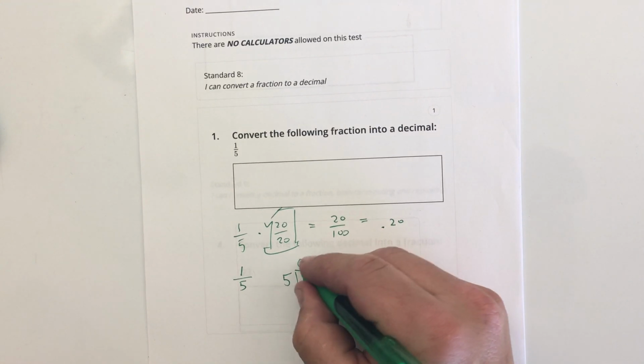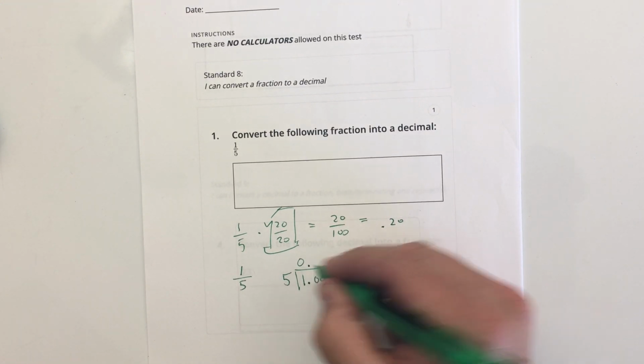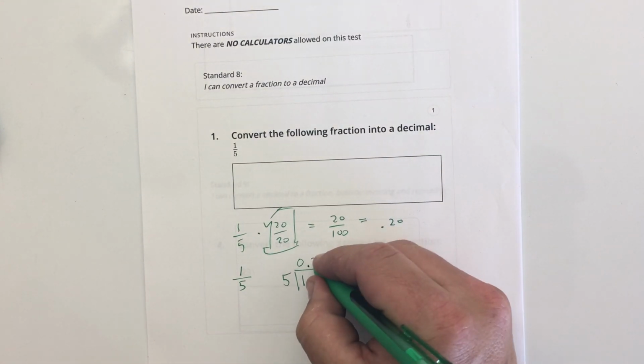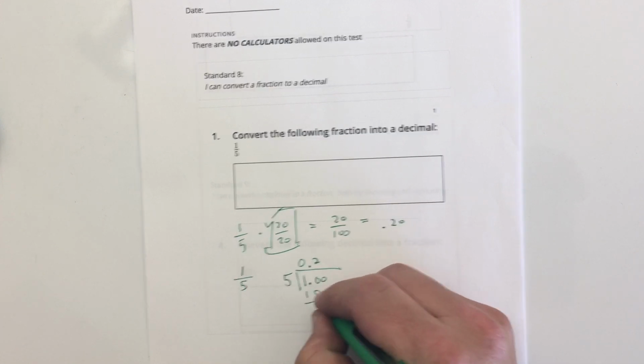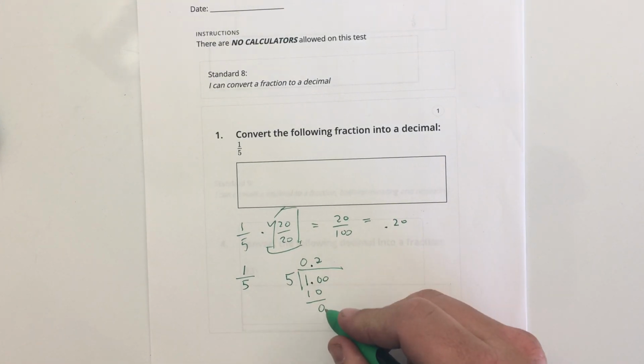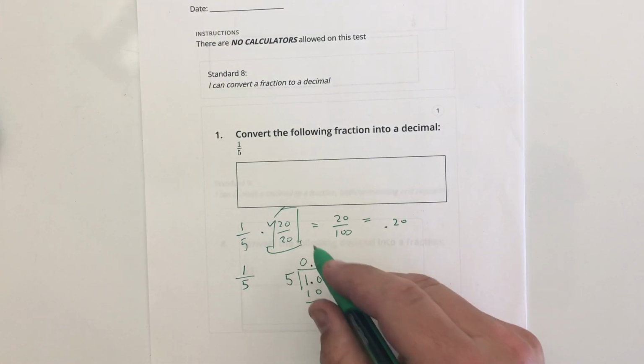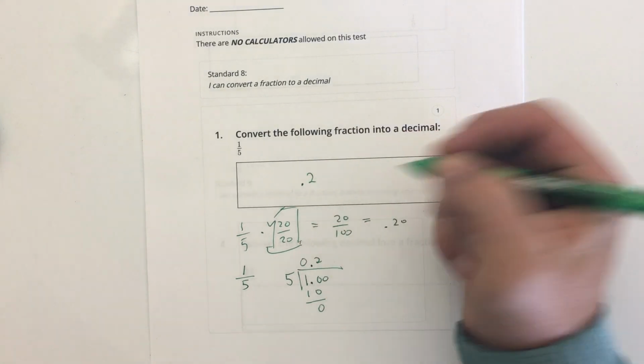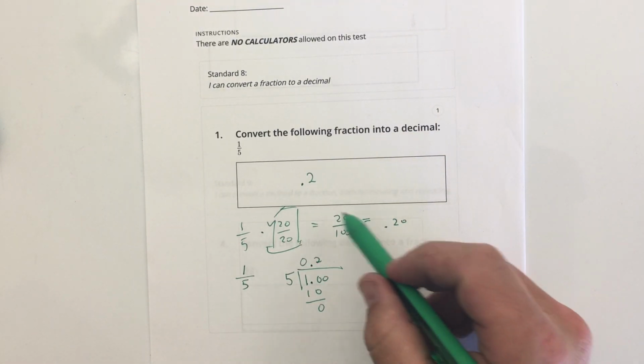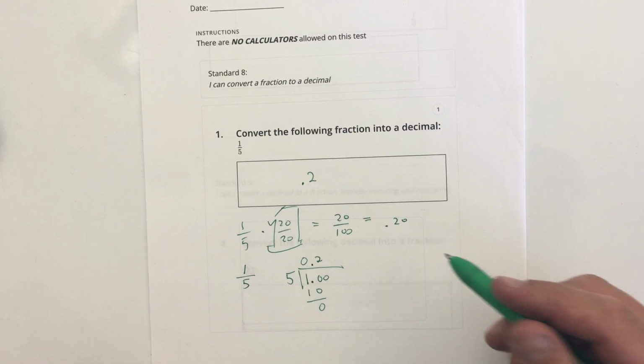5 goes into 1 0 times. The decimal moves straight up. 5 goes into 10 twice. 2 times 5 is 10, remainder of 0. Since I get a remainder of 0, I know it terminates, and the decimal is 0.2. Or 0.20, any of those work.